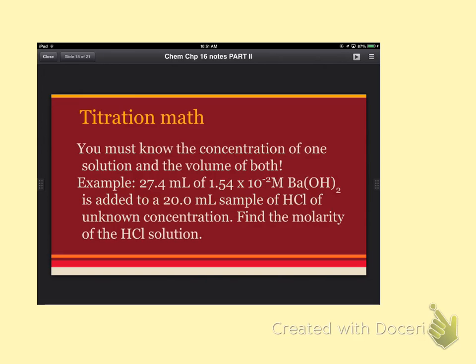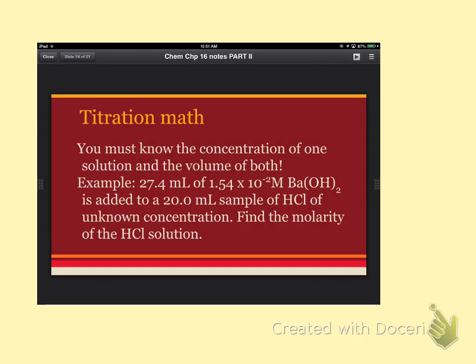So, this is the titration math. You have to know, there are 4 things that you can know in a titration problem. You can know the volume of one solution, the concentration of one solution, the volume of the other solution, and the concentration of the other solution. You're always going to know 3 of those. And we're typically interested in solving for the concentration of one of the solutions.